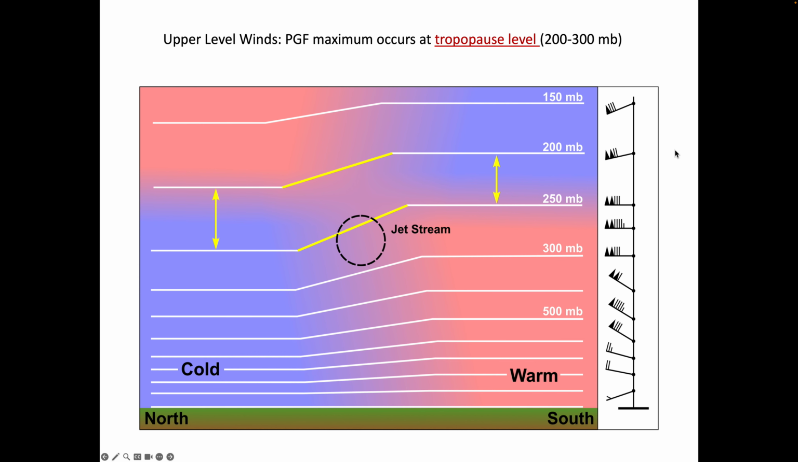And so this explains why we have a jet stream and why the jet stream is located where it is. All right, so the pressure level slope between cold air is the greatest. That's where our jet stream is. All right, here's an example.